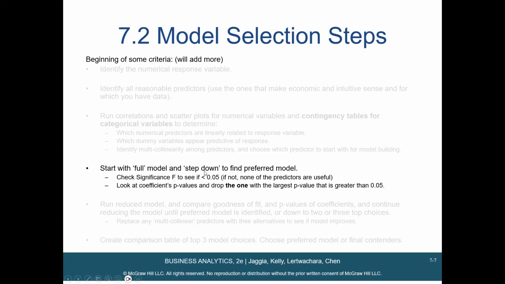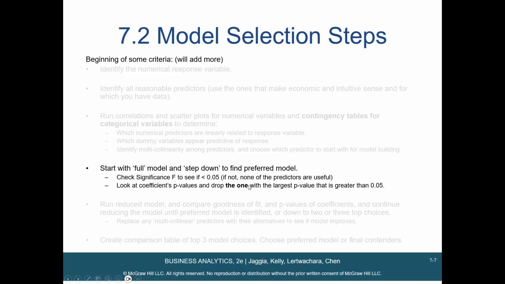Then we're going to do an approach called a step down approach. This is the most basic way to find a final model. The goal really is to try to identify the best model, but also the simplest model. Based on the principle of parsimony, which is that we don't want anything more complicated than it needs to be, from the full model we will start removing predictors and try to find the preferred model.